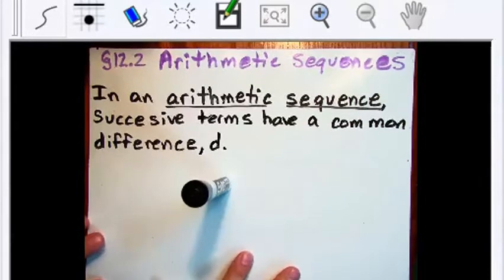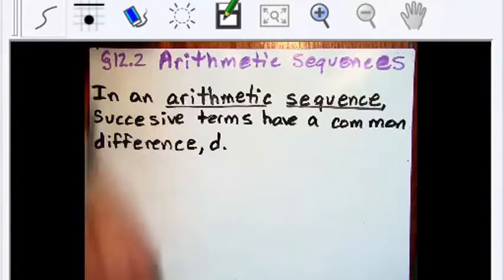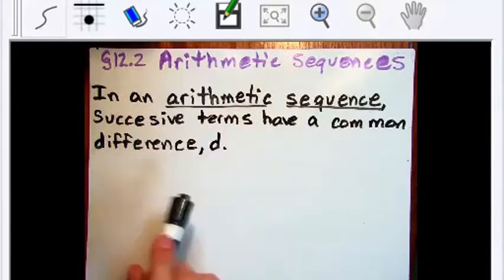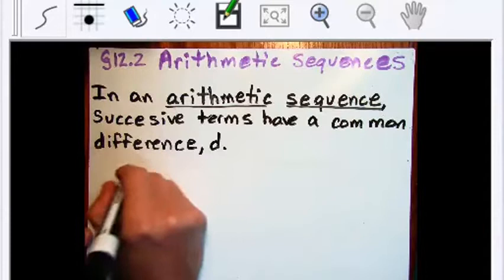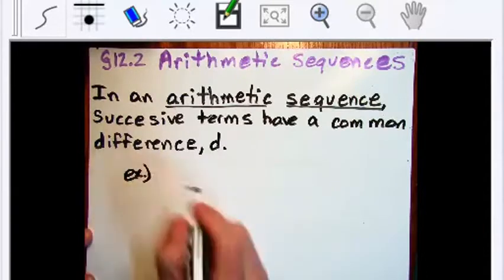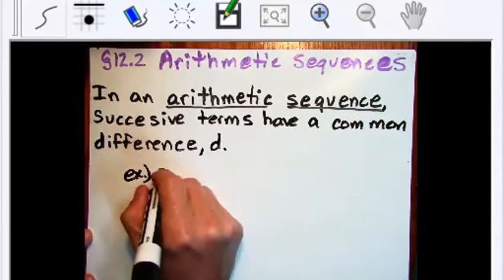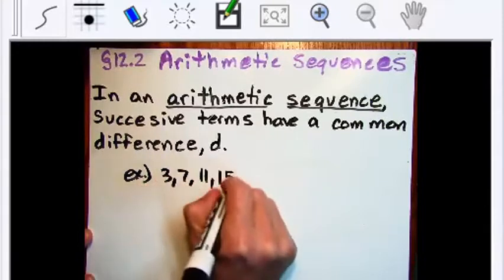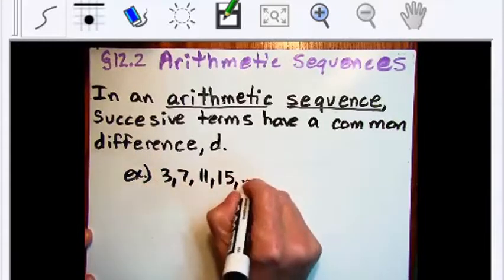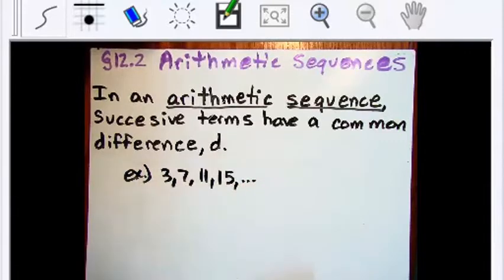That was better. Today's section 12.2, arithmetic sequences, however you want to say that. We got our definition here. Let's check out a quick example of an arithmetic sequence. I got something like this: 3, 7, 11, 15, and so on. Okay, here's what I want you guys to see.